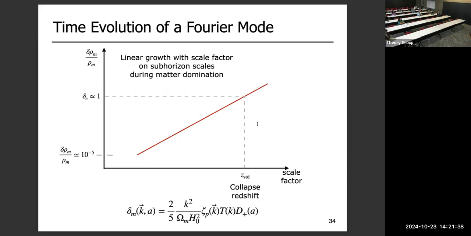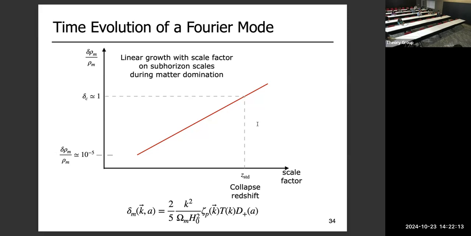So let's just imagine a lambda CDM story first. I'm focusing on a single k mode, and I'm studying its evolution as a function of the scale factor. Now, during matter domination, these modes grow linearly with the scale factor, which means if you start with some small value, eventually there will be some redshift where this passes this critical threshold of like 1.69 or so. And that means that in a region associated with that k mode, there would be a halo formation.